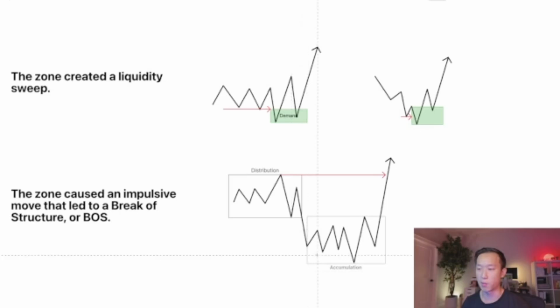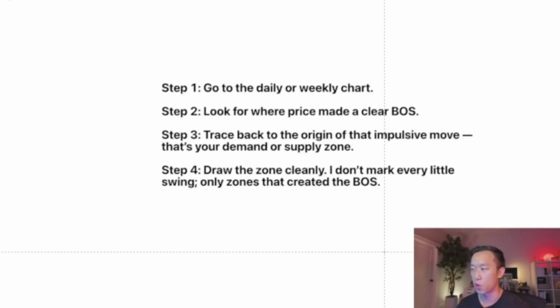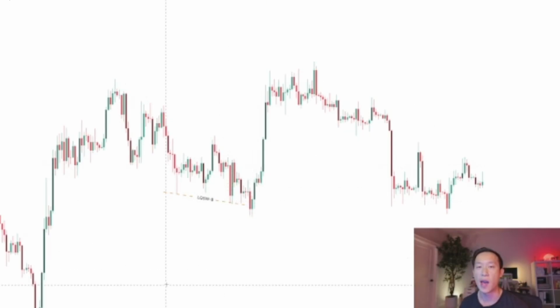And if we look at the case below, we can have technically two potential structures right here. We have technically a liquidity sweep right here, and then a break of structure to the upside. So this could be our zone. And technically, this could also be our zone because this is the last unmitigated zone that caused the break of structure to the upside. So step four is we make sure that we draw the zones cleanly. I don't mark every little swing, only zones that create the break of structure. So now let me show you an actual example.